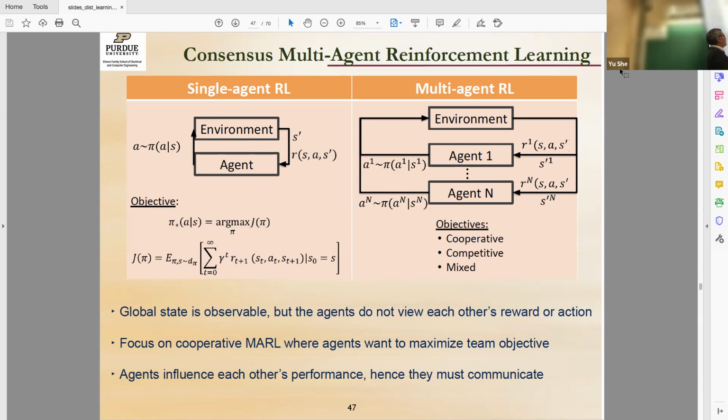In a cooperative setting, which is what I'll focus on, cooperative multi-agent reinforcement learning, agents want to maximize the sum of the rewards. So they share a reward, right? They have a total team utility, that reward. So they must communicate.